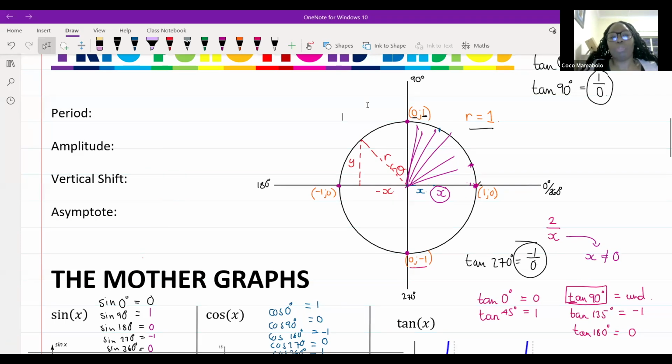All right, so we're going to look for each of these for the mother graphs of sine, cos, and tan. Now, our period is how long it takes the graph to make a full revolution. It takes my graph to make one full wave, to make a full wave.